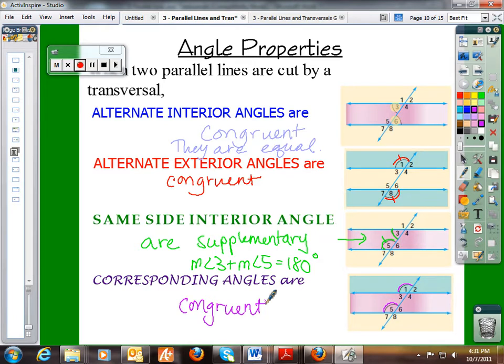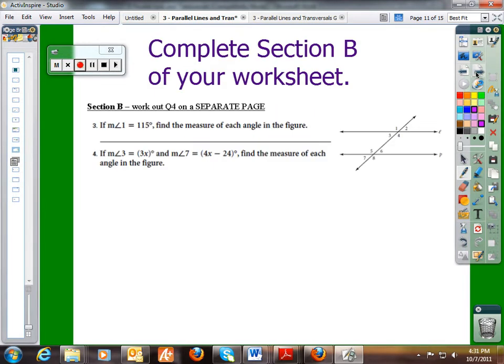So let's try some problems. You have your worksheet from class, and we have that the measure of angle 1 in this diagram is 115 degrees. You're supposed to be able to find the measure of all the other angles. Well, if I know that, then I can find the measure of angle 4 directly across as 115 degrees, because those are vertical angles. So the measure of angle 4 equals 115 degrees. It's a vertical angle with angle 1.